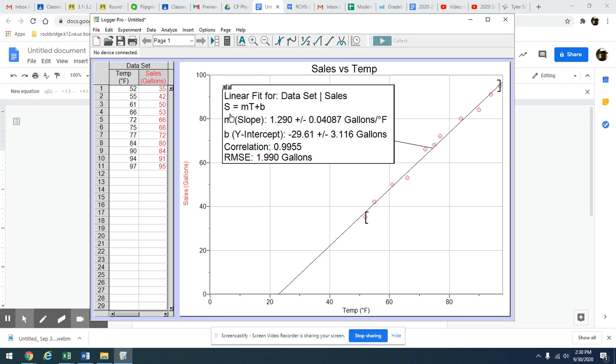It's telling me the equation, instead of saying y equals mx plus b, it did actually put the right letters in there. S equals slope times t plus b. All right, we are ready to snip this thing.